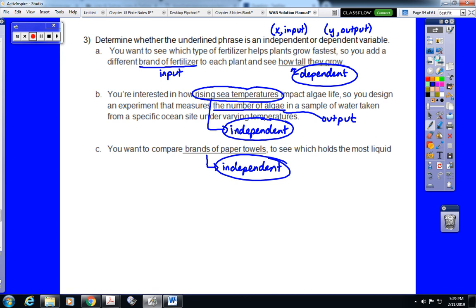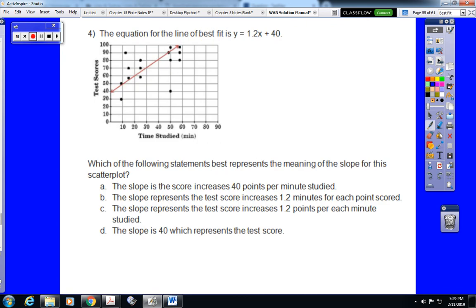Moving on to the back side of this worksheet. Number 4 gives you an equation of the line of best fit, y equals 1.2x plus 40. Says which of the following statements best represents the meaning of the slope for this scatter plot. So first of all, the slope is 1.2. And the units for that is in test score per minute. Okay, points per minute.